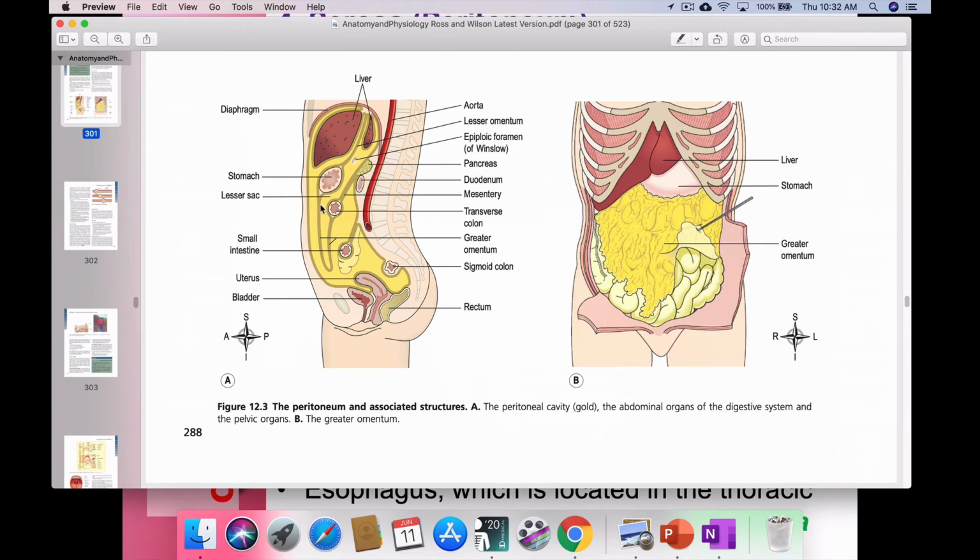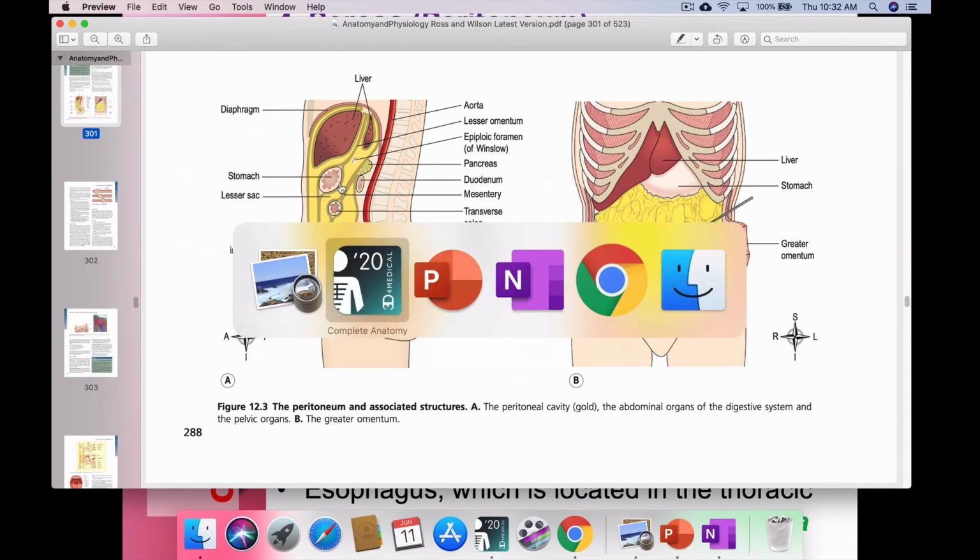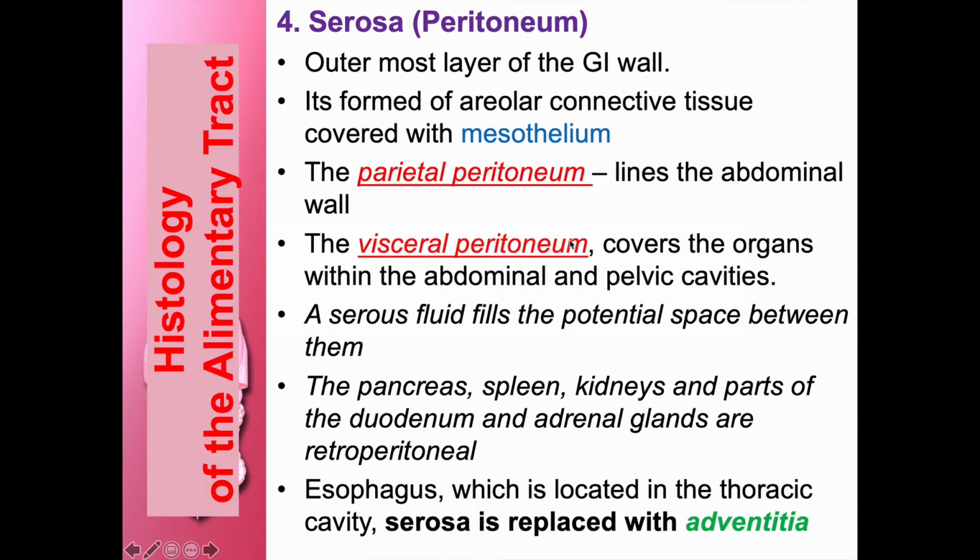Understand? So this fold of this bag divides into the greater sac and the lesser sac. You have to just imagine, you have to be in your dreamland to understand this peritoneal sac.